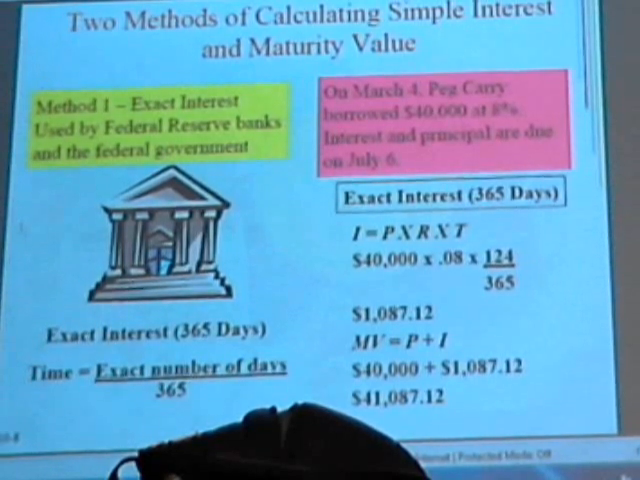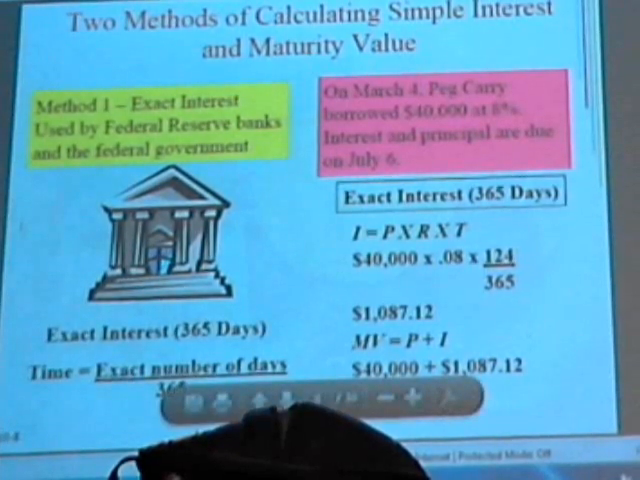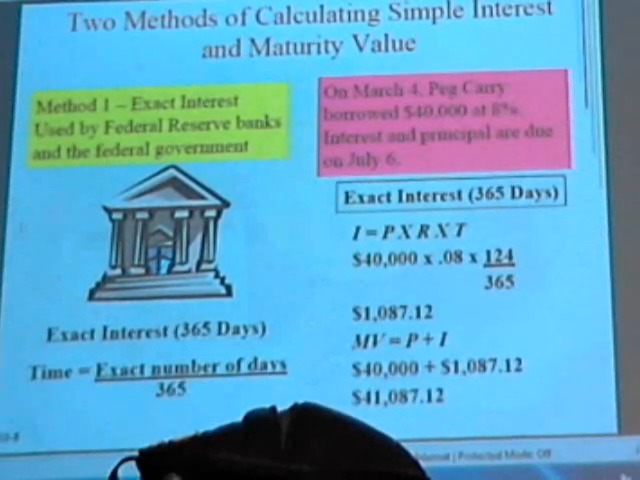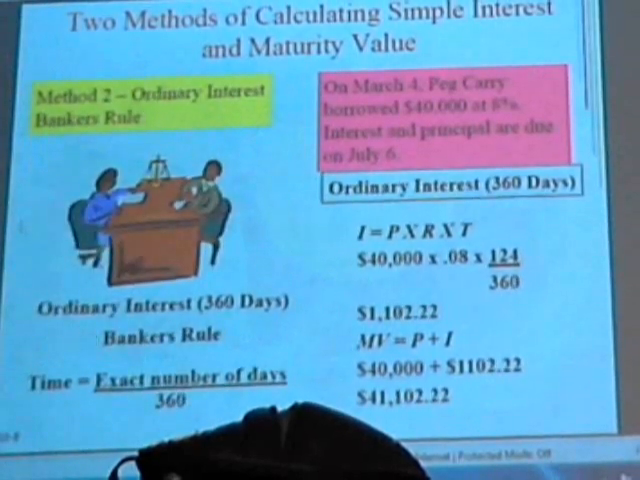It's not in parentheses, so you wouldn't do that first. What you would do is the same way: you would times 40,000 times 0.08 times 124 and then divide the full thing by 365. That's all you do. You're thinking too hard about it. Next answer, Patrick, please.